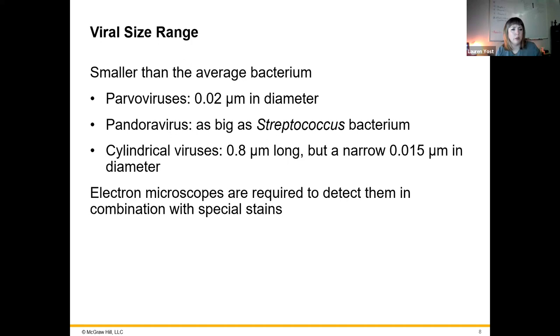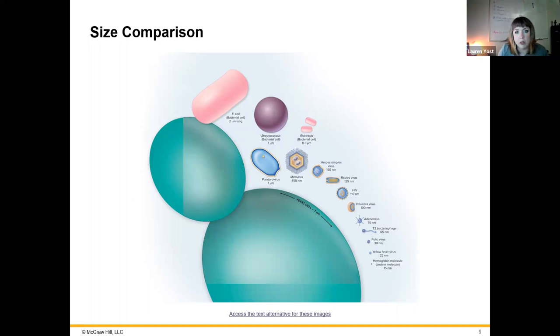We usually look for these guys using electron microscopes, right? They shoot tiny electrons at things and allow us to see the smallest of the small things in detail. That's the only way we can really look at these. This is just showing us in scale some viruses and how they would fall into place with the size of bacteria, as well as a eukaryotic cell.